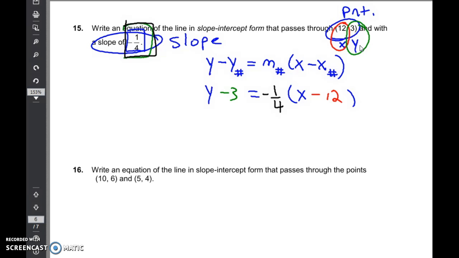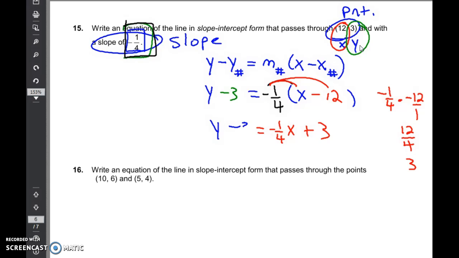Now that is not in slope-intercept form, but this is what we did on a couple problems ago. All we need to do is distribute. So I'm going to distribute, well, 2 things we need to do. The first thing is to distribute. -1/4 times x, we're just going to write that: -1/4 x. Then use your calculator if you need to. -1/4, remember, times -12. If you don't want to use your calculator, multiply the tops and multiply the bottoms. 12 divided by 4 is 3. It's positive now because a negative times a negative is a positive.